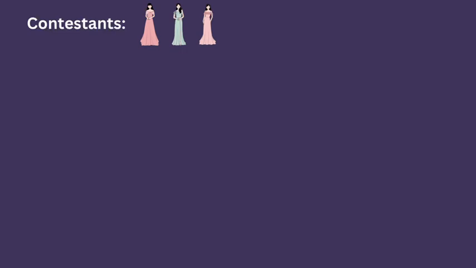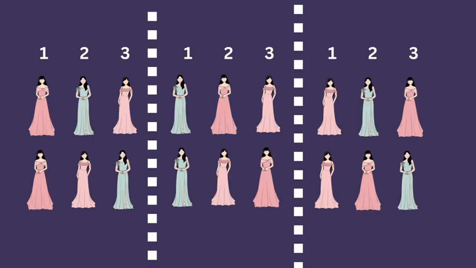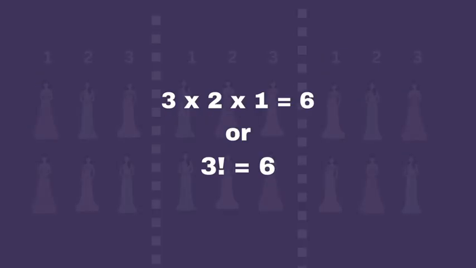To put this into numbers, first you have 3 options, and after choosing your champion, you can only choose from the remaining 2, then the last one. So the number of ways you can rank the top 3 contestants is 3 times 2 times 1, or 3 factorial, which is equal to 6.